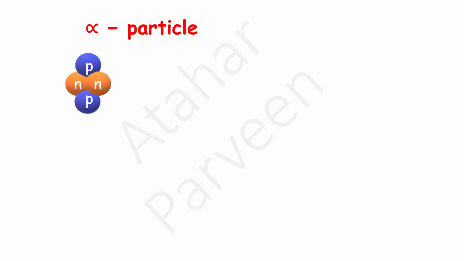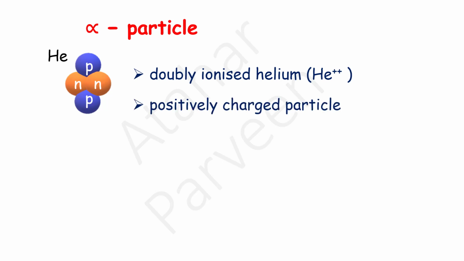Now, what are these alpha particles? At that time, they didn't know what they actually were. They did not know much detail about alpha particles. But now we know all the details. They are nothing but doubly ionized helium atoms. They have 2 neutrons and 2 protons, and they are positively charged particles. We are not talking about electrons. There are no electrons here. So, these are positively charged particles and they are doubly ionized helium atoms. Their atomic number will be 2 and the mass number will be 4.